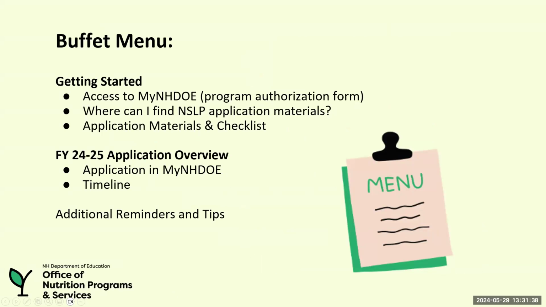We will first start off with how to access My NHDOE, and this is where the SAU will submit their application. We are going to be covering all the required application materials, the application in My NHDOE, the timeline for when everything should be submitted, and the application checklist. At the end of the presentation, I'll go over important reminders and tips for completing the application.